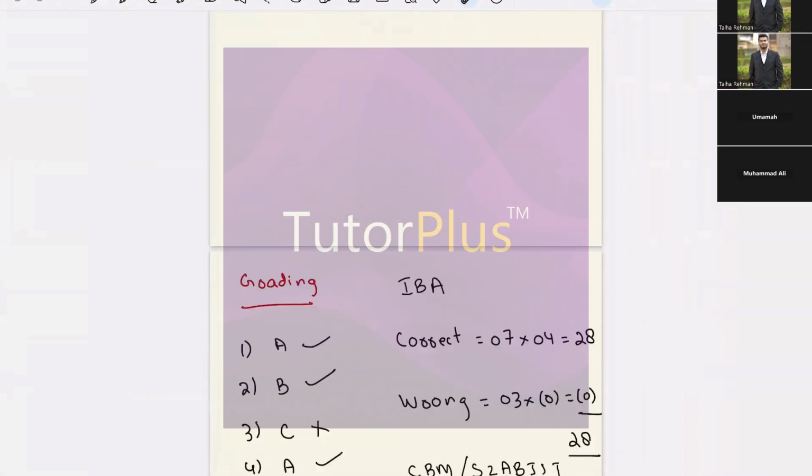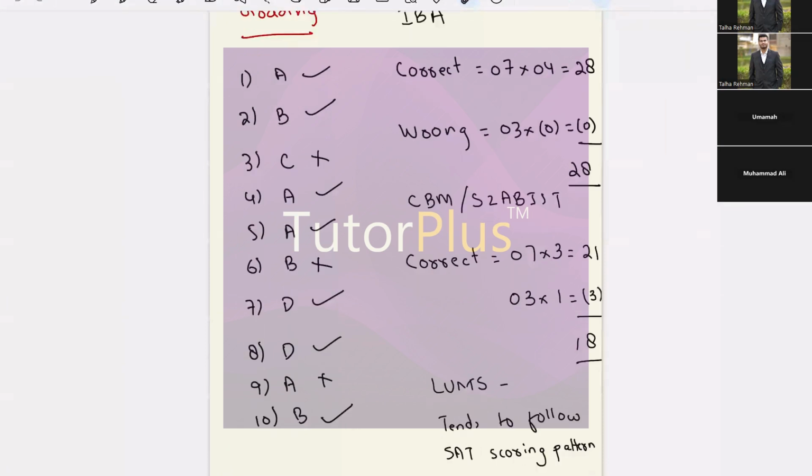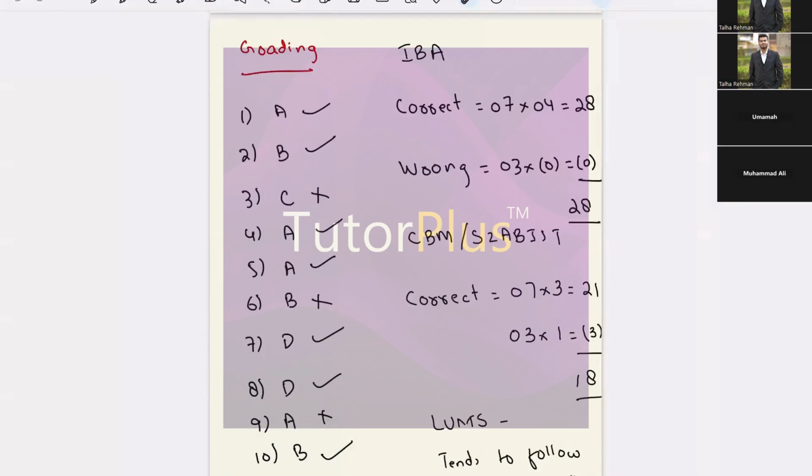The next thing to remember is how exactly the grading works. You get 4 marks for every question that you get correct, and you get 0 for every question that you get wrong. So if there are 7 questions and you get 4 of them correct, your marks would be 16. For the wrong questions there is no negative marking, so your net score will then be 16.